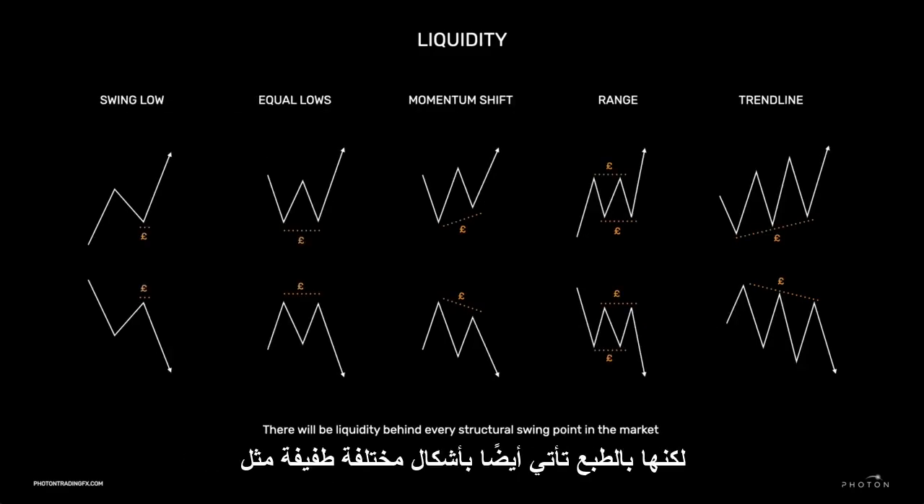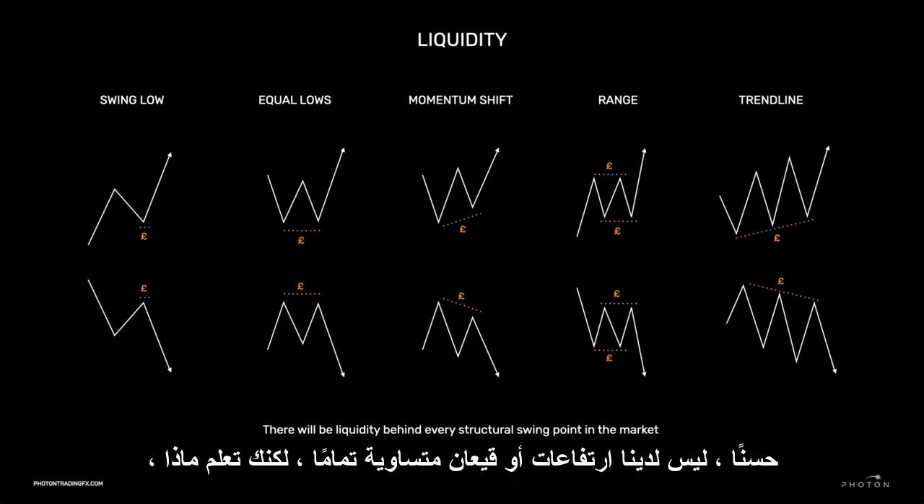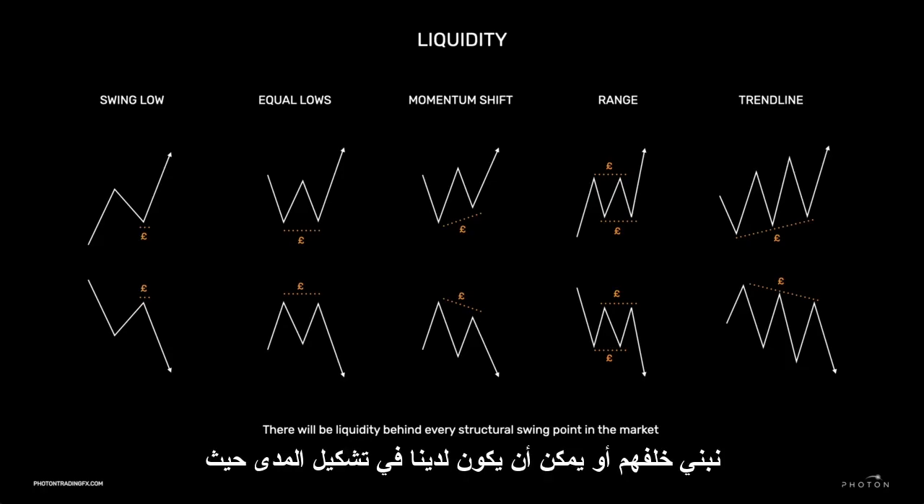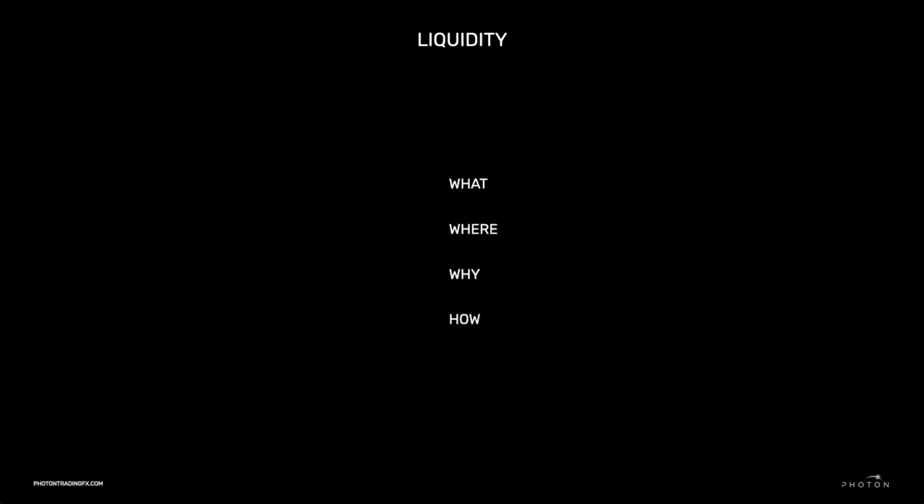But of course, they also come in slightly different variations like this, where we don't have perfectly equal highs or lows, but what you can call more of a momentum shift, where liquidity will still be building behind them. Or we can have a range forming, where liquidity will be forming up on either side of the range. But again, those are both based on the concept of relatively equal levels in the market.